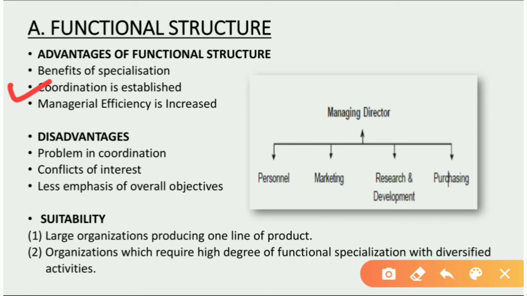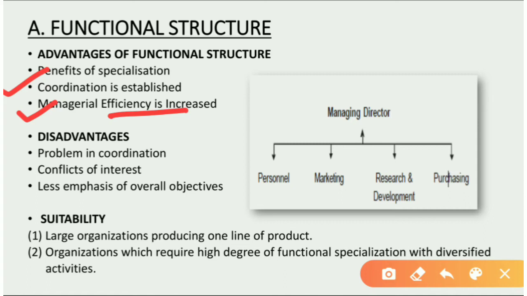The production employees working under production can focus on their work and they will coordinate among themselves properly. There will be no confusion and there will be easy coordination, because all the similar types of activities are grouped under one department. That is why we say that coordination is established. Now managerial efficiency will increase. It means that all the works will be carried out in an efficient way.